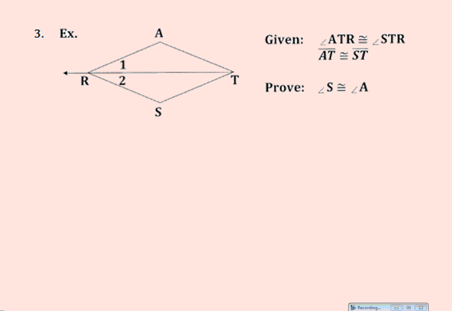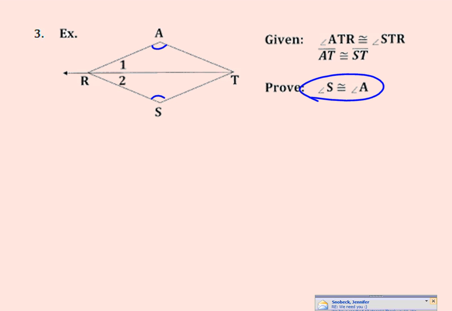Okay, so let's keep going here. So ATR and STR are congruent. AT is congruent to ST. Prove S is congruent to A. Now, take a look. I'm not trying to prove that the angles are congruent. I'm trying to prove this individual angle is congruent to this individual angle. But it would help me so much if the triangles were congruent, because then if the triangles are congruent, every part's congruent. So I can just say that. Well, let's see if we can prove the triangles are congruent.